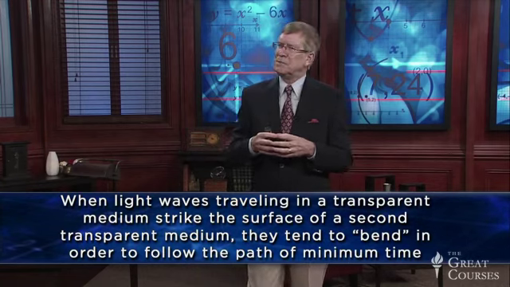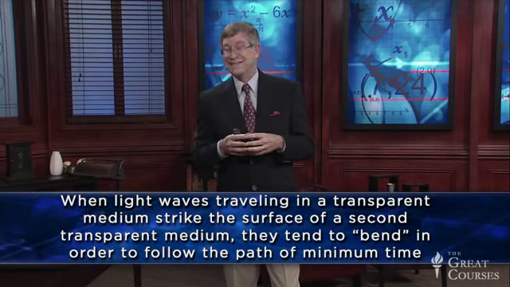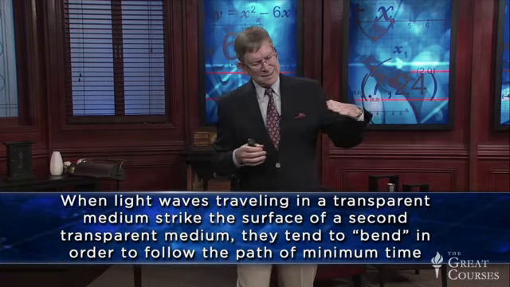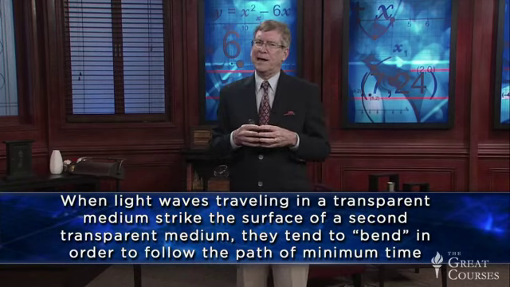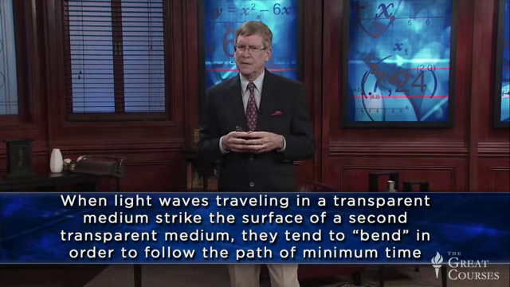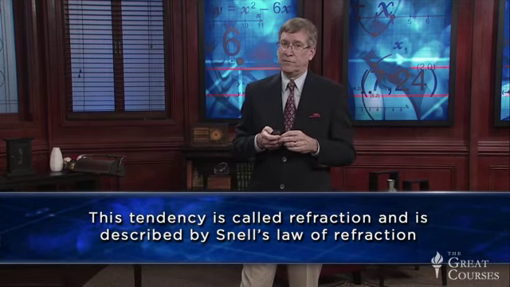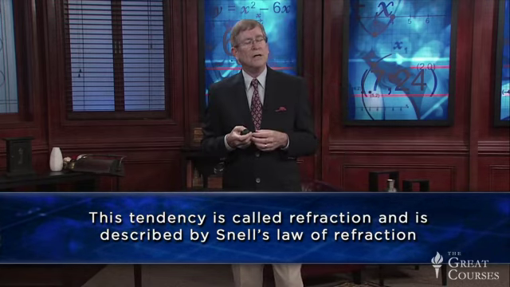All right, let's go back to our opening example, which I modeled by looking into a lake and seeing that a fish might be in a different position than you think it is. The rule was as follows. When light travels in a transparent medium and it strikes the surface of a second transparent medium, the light waves tend to bend. They tend to bend in order to follow the path of minimum time. And this tendency is called refraction and is described by Snell's law of refraction that we saw at the beginning of this lecture.